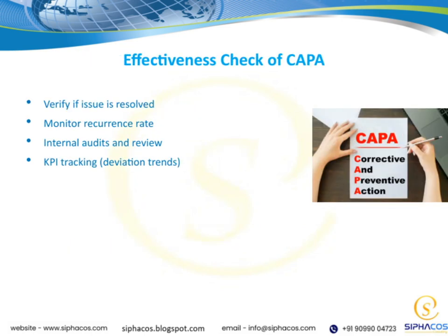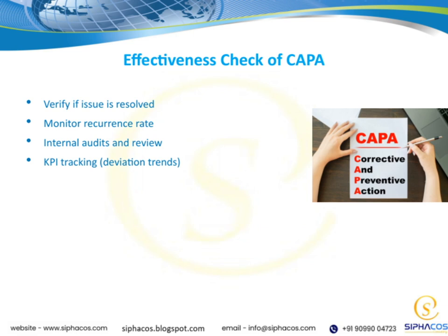Let's now focus on the effectiveness check of CAPA. The first step is to verify if the issue has truly been resolved. It's important to confirm that the corrective actions implemented are working as intended and that the problem won't reoccur. Next, we need to monitor the recurrence rate over time. Tracking this helps us determine if our solutions are sustainable and effective in the long run.